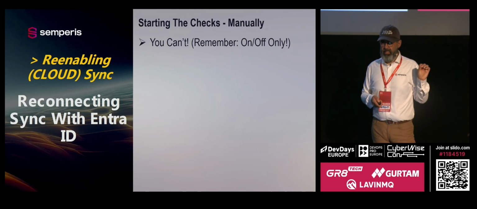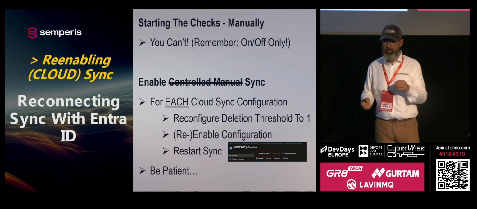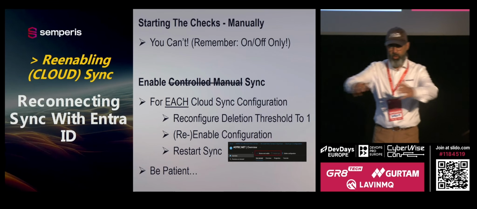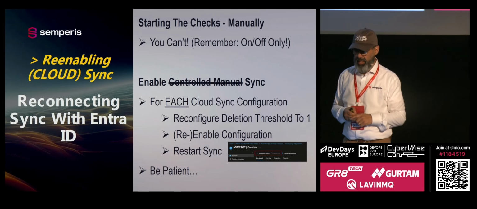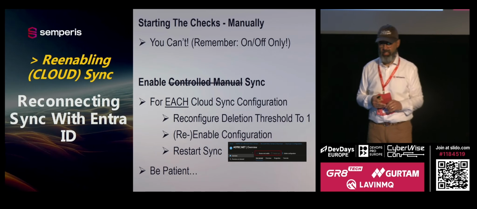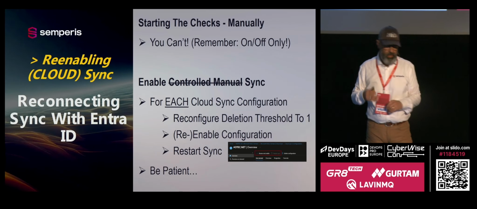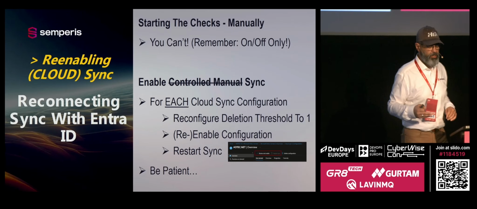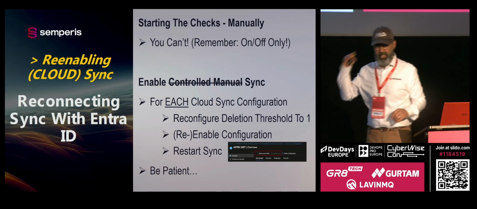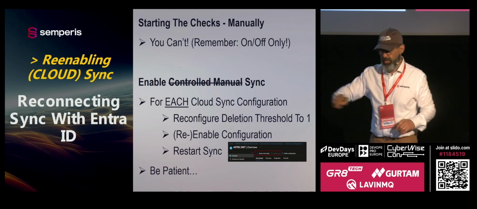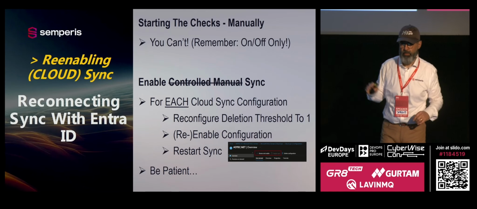This was Connect Sync. Let's have a look at Cloud Sync. With Cloud Sync, you cannot perform all those so-called checks that I was talking about. It's basically an on or off thing. There's nothing in between. So before turning it on, you configure the threshold to 1, meaning if there's at least one deletion, stop the synchronization. Don't even continue, not even with that deletion.